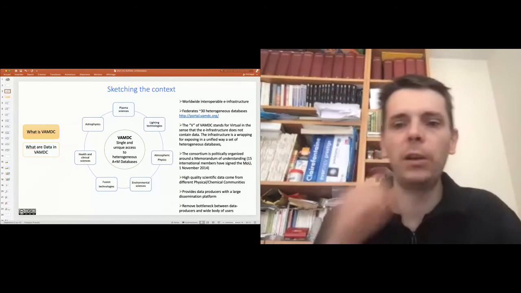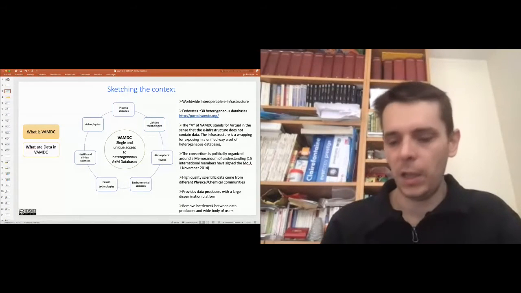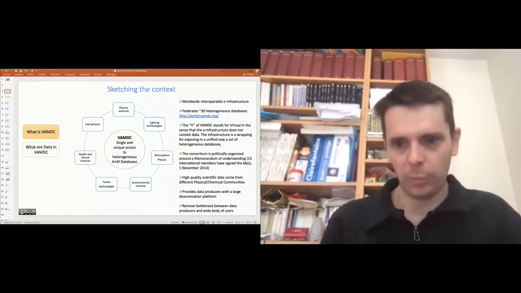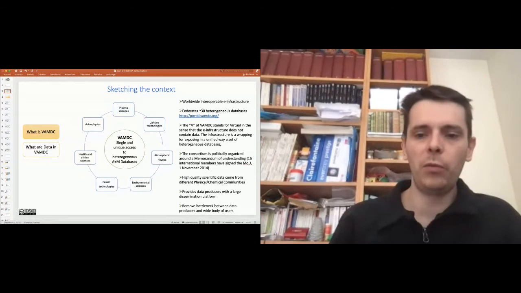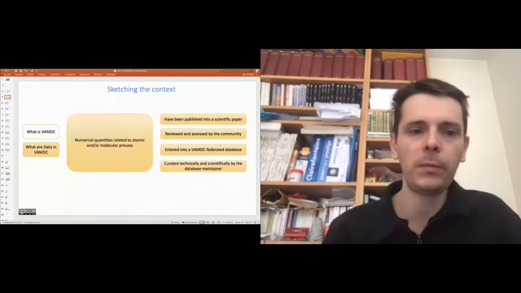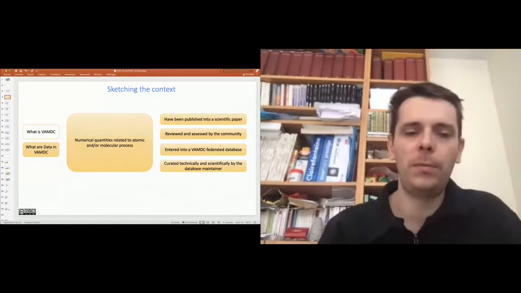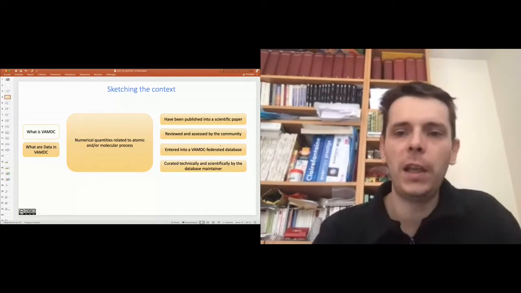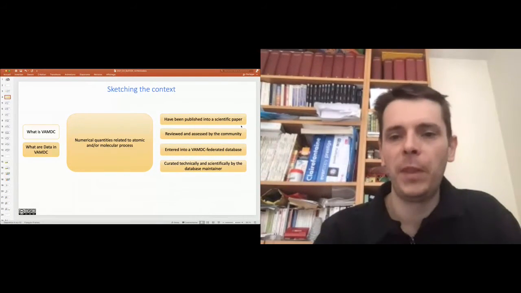This consortium is politically organized around an MOU, and VAMDC provides high-quality scientific data coming from different scientific communities, like the physical and chemical communities, and provides a large dissemination platform, removing the bottleneck between data producers and data users. The data provided by VAMDC are numerical quantities related to atomic or molecular processes. All these data have been published in a scientific paper and reviewed and assessed by the community.